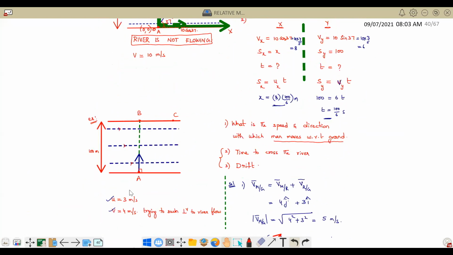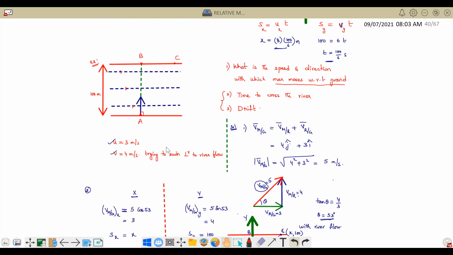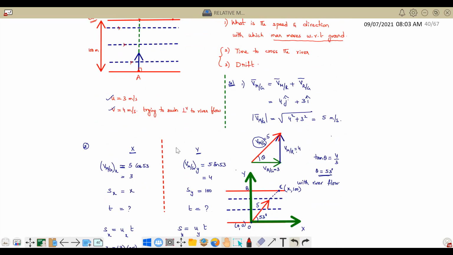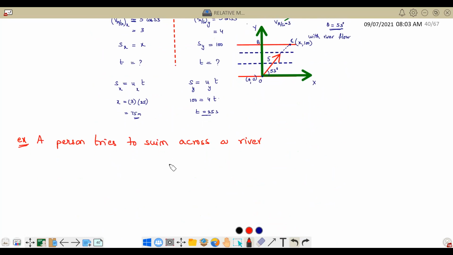In the next problem, we included the velocity of the river. The river is flowing and the man is trying to swim perpendicular to the river flow. Now, in the same case, the river is flowing, but the man is not swimming perpendicular to the flow, but at some angle.